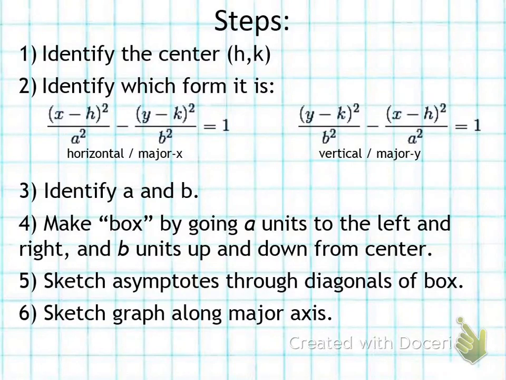The first thing you're going to want to do here is identify the center. So it's still H and K just like normal. The only kind of trick that's going to happen is if Y is first, you just have to make sure you look next to the X for the H, next to the Y for the K. Okay? Then you're going to identify which form it's in.